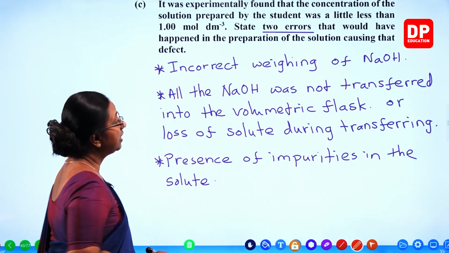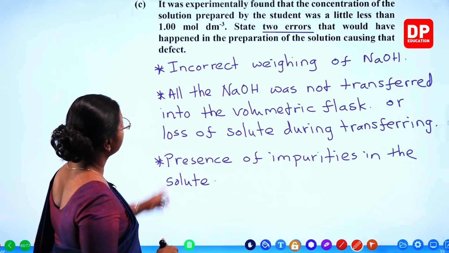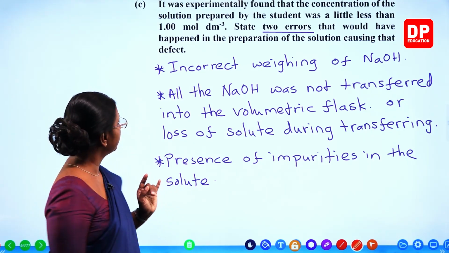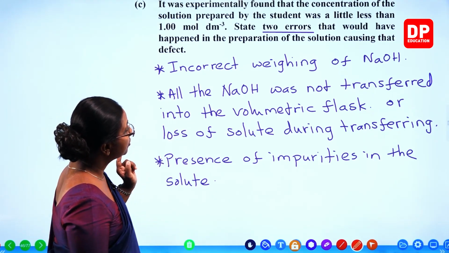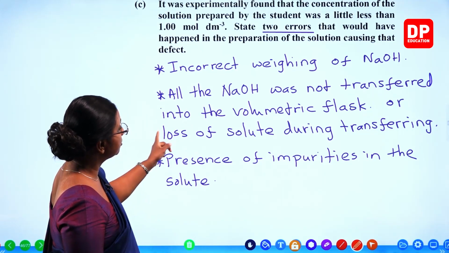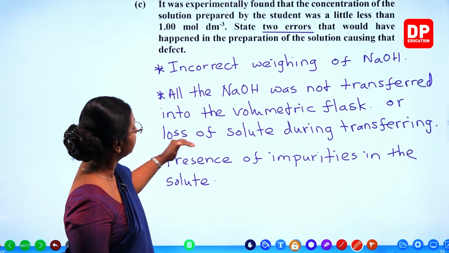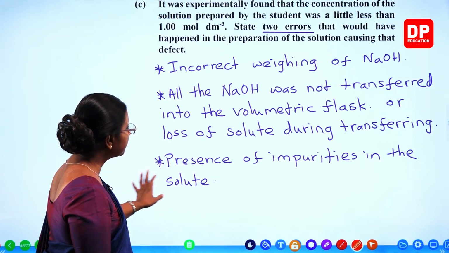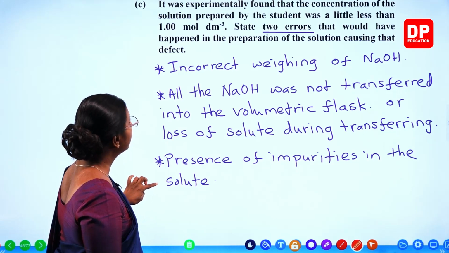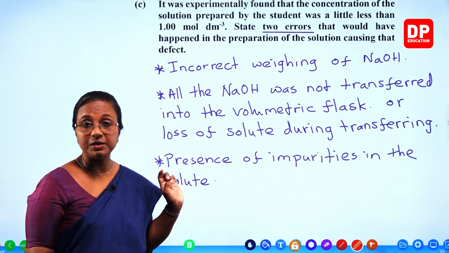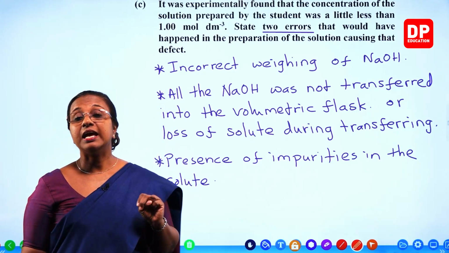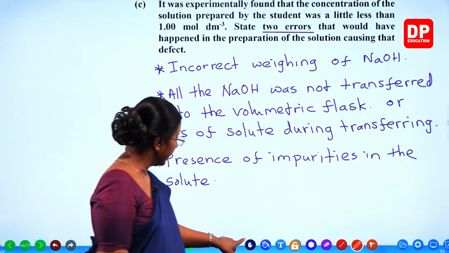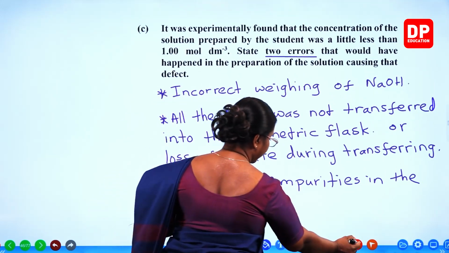So you can write any two of these. Actually, they have asked for two errors. So you can either say incorrect weighing of sodium hydroxide, or all of the sodium hydroxide was not transferred into the volumetric flask, or instead of that you can write this: loss of solute during transferring and presence of impurities. So there are three possible errors. You need to write any two of them. Is that clear, student? So with that, I'll move on to the next part of the question.